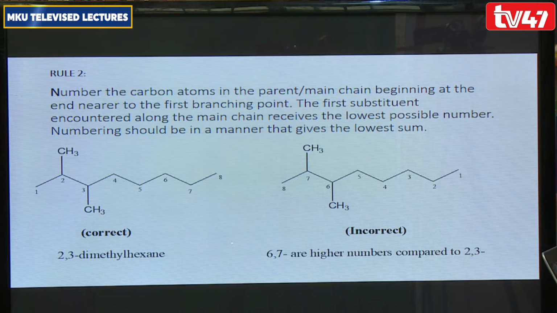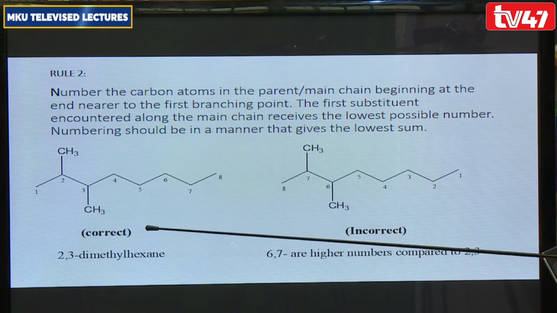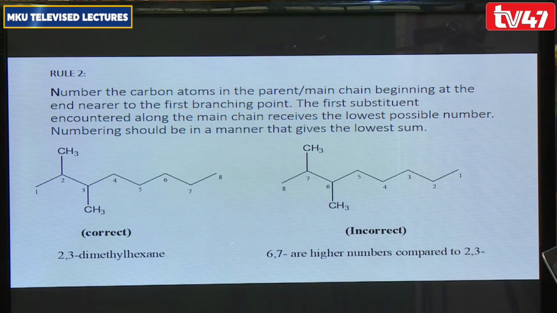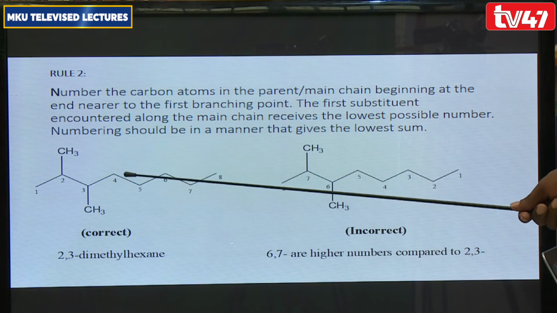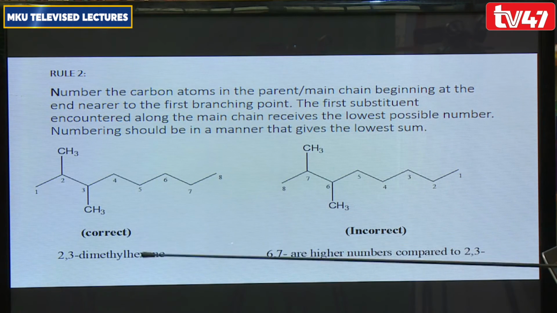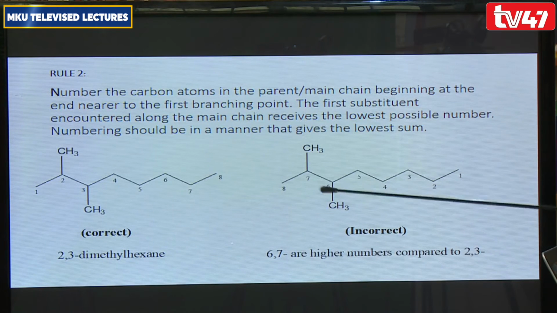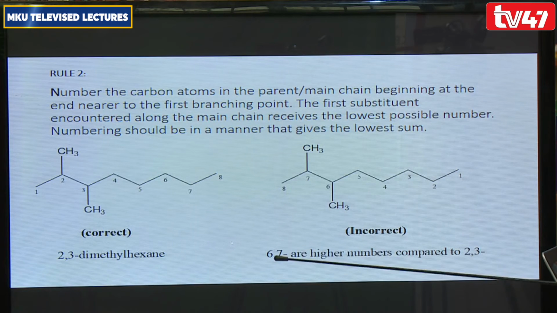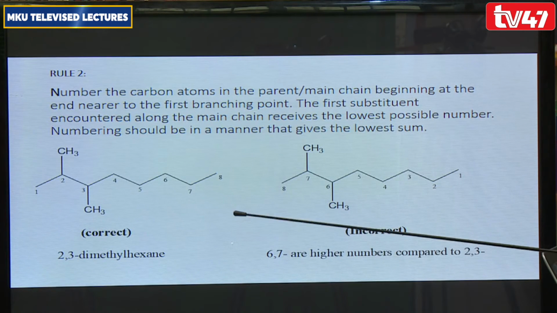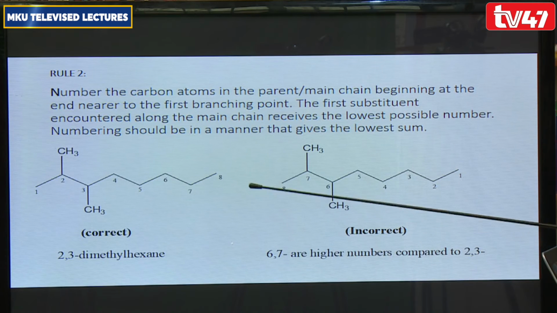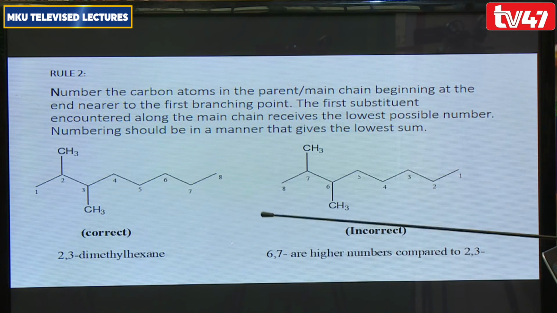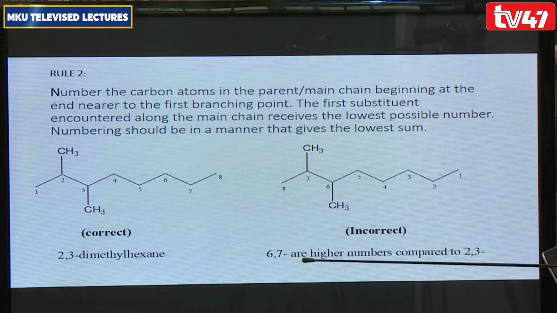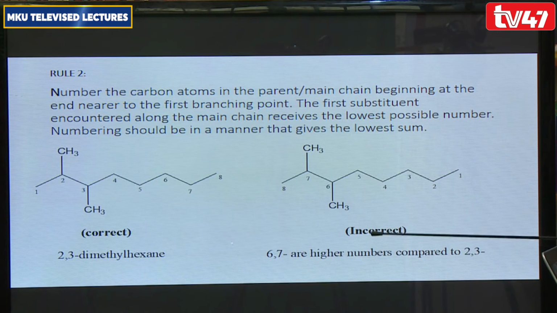And we have to indicate their position. So we are indicating that we have a methyl group in position 2 and a methyl group in position 3. The positions are separated by a comma, while the name and the positions are separated by a hyphen. So this becomes 2,3-dimethylhexane, and not 6,7, because we have to count from the nearest terminal.